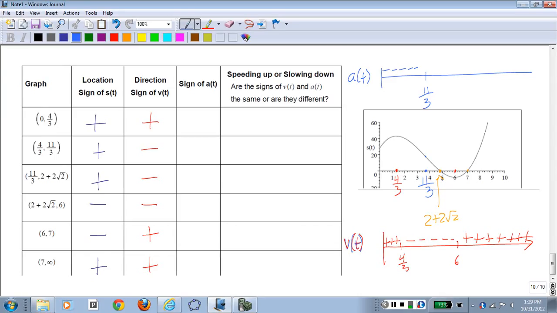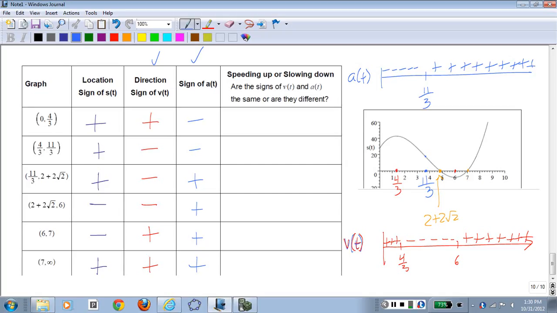Concave down, concave up. Is that what you're seeing? Concave down between 0 and 11/3, concave up from 11/3 on. So there'll be minuses up until we get to 11/3, and there'll be pluses the rest of the way. That's where the second derivative is either negative or positive, where the graph is either concave down or concave up. And then finally, speeding up or slowing down. The final two columns, this one and this one, when they match.